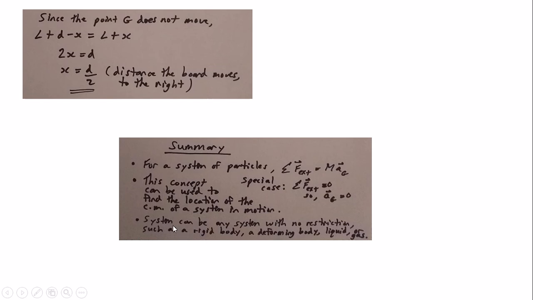Finally, a system can be any system with no restrictions, such as a rigid body, a deforming body, a liquid, or a gas. It doesn't matter the nature of the system, as long as you define it, and it could be rigid, deforming, liquid, or a gas.